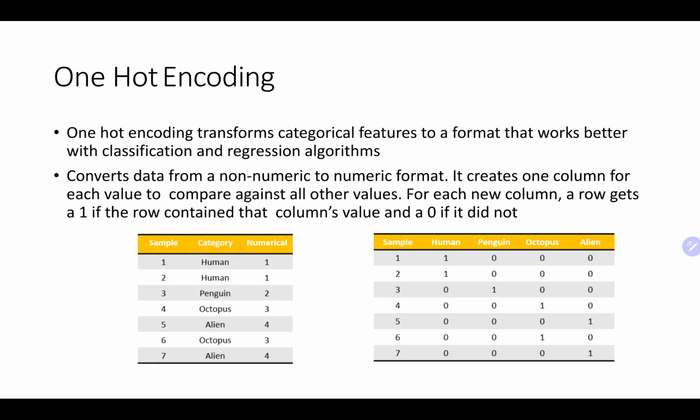One-hot encoding is basically that each of the unique values in that variable will have its own new column. For the row where that value is present, it will take a value of 1. For any other rows, where the value is not present, it will be 0. For example, human, penguin, octopus, alien will have their own columns, as you can see. For the first row, human is present, so the human value will be 1, everything else will be 0. Second, human again, 1, 0, 0, 0. For row number 3, penguin will be 1, as you can see. Everything else will be 0, and so on. So this is called one-hot encoding.